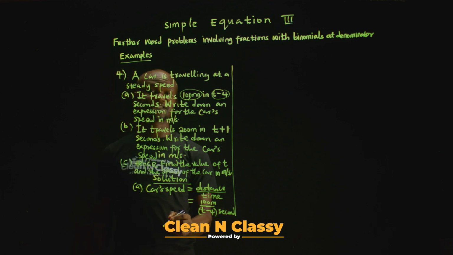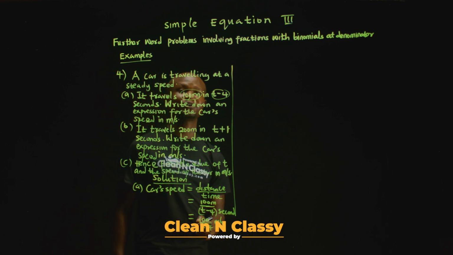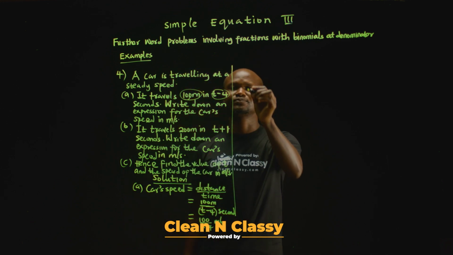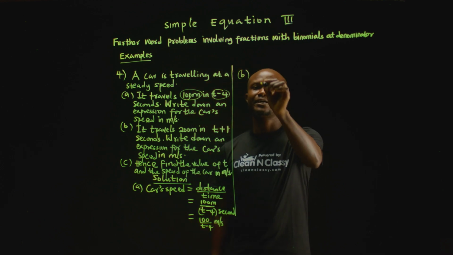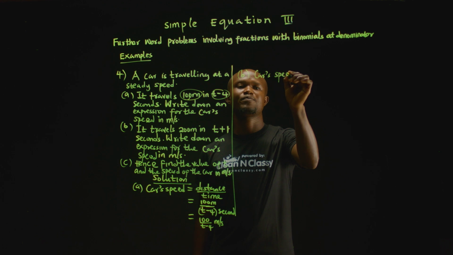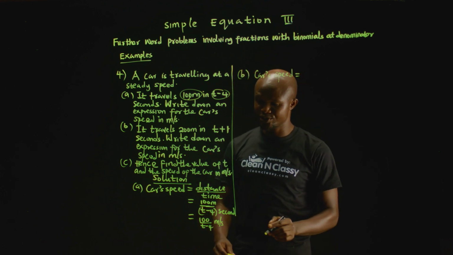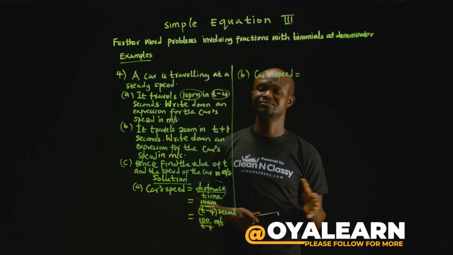Then it means that the speed of the car equals 100 divided by t minus 4 meters per second. That is the car speed for the first part of the problem. Now for the B part, the car speed will be equal to what? We are still going to use the same formula: distance divided by time taken.